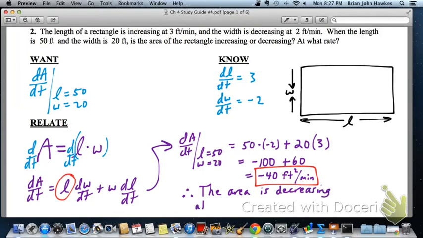Decreasing at a rate of 40 square feet per minute. And that is actually our answer. Okay, and so we might as well put a box around that as well. So we got our rate, and we interpreted what that rate actually means by writing a sentence that answers the question. Okay, so that's full credit right there.